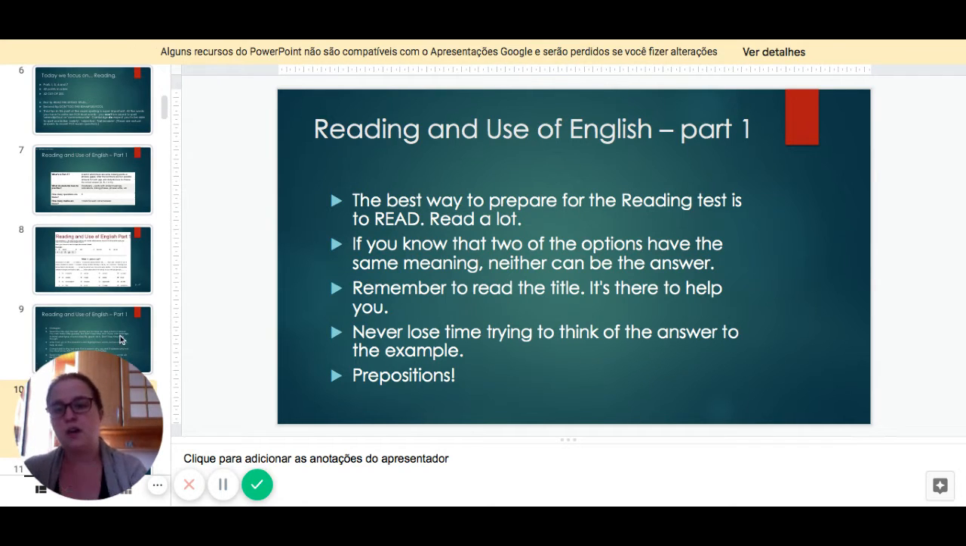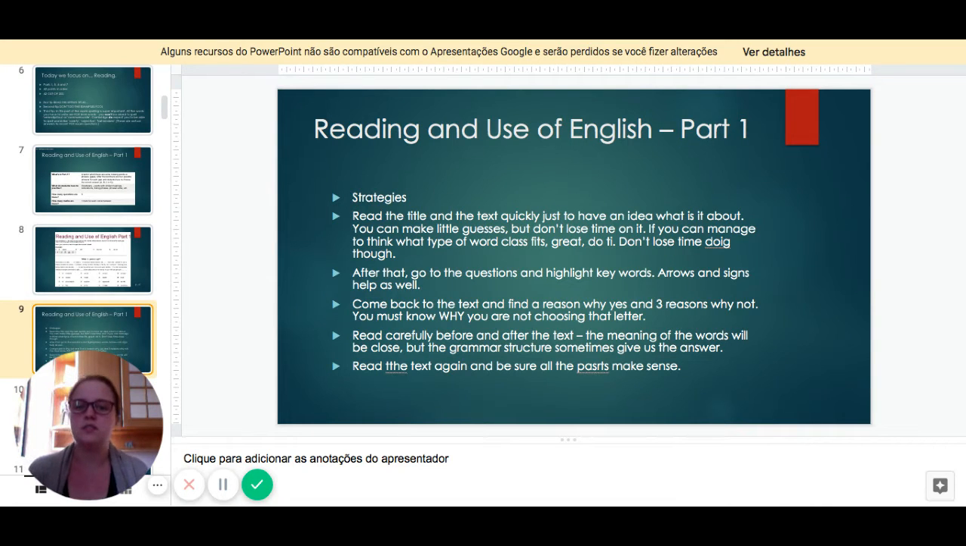So, okay, how do I tackle this exercise? First, read the title. Read the text quickly just to have a quick notion of what you're talking about. In this moment, you can start guessing in the gaps. Okay, we have done this together already. If you don't guess the word, at least you guess the word class, the type of word it is.